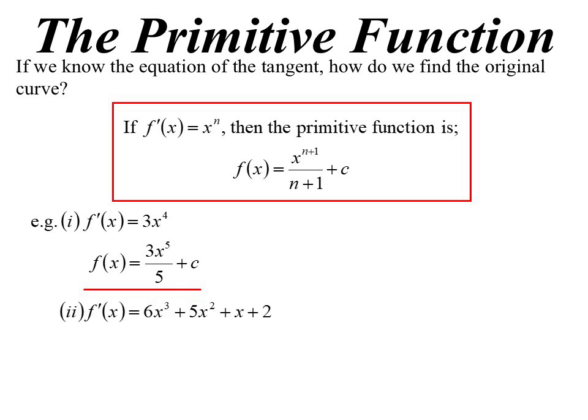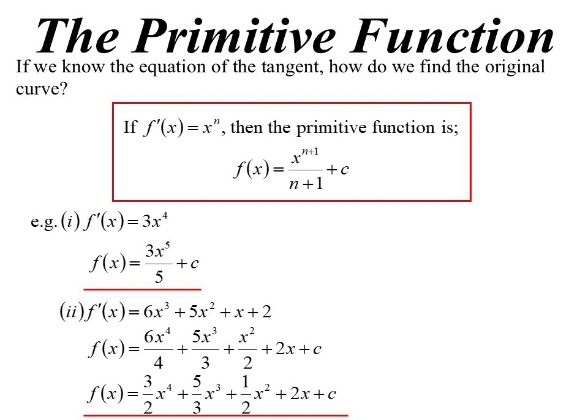Here's a cubic, but what did it come from? So each one of those, add 1 to the power over that power and tidy up where I can. Well, looks like just the first one tidies up, doesn't it? So there we go, with 3 over 2 x to the power of 4 plus 5 over 3x cubed plus half x squared plus 2x plus, of course, a constant.